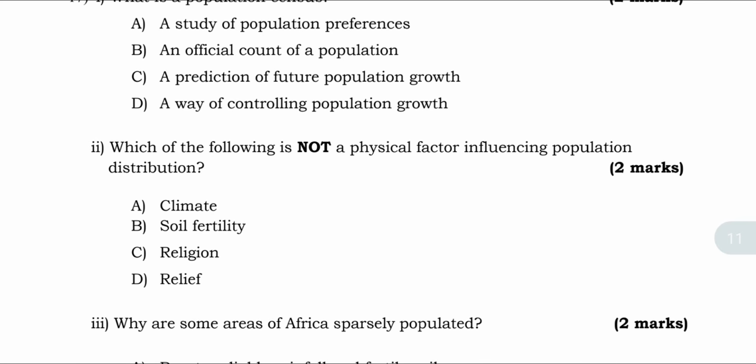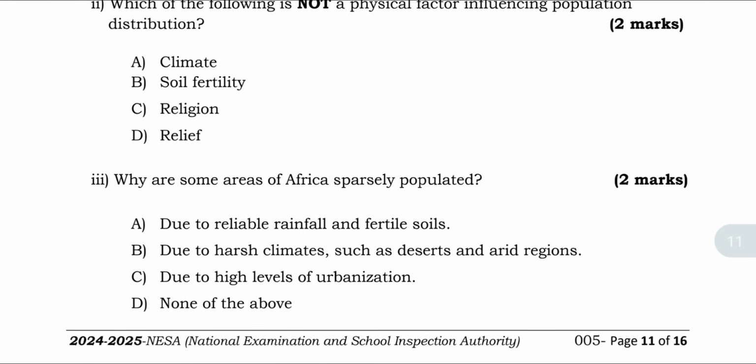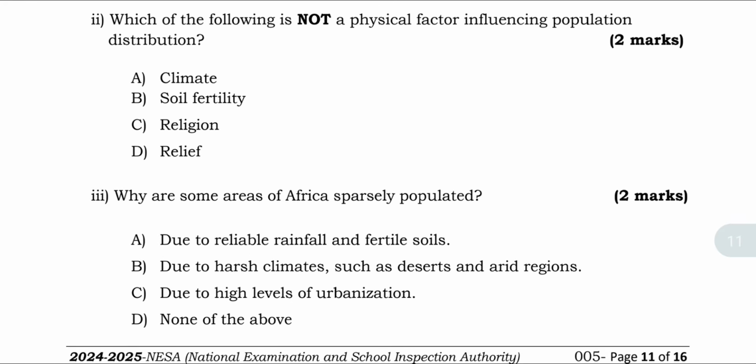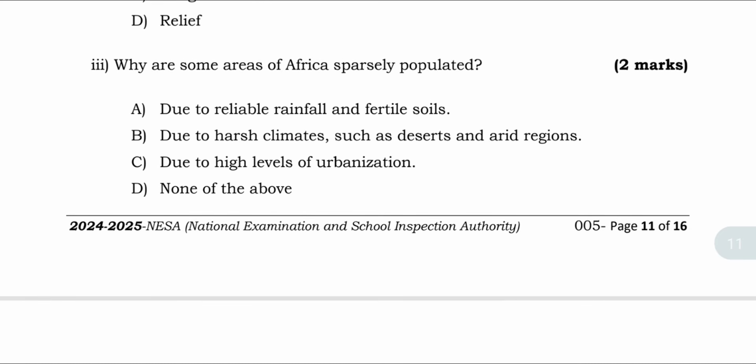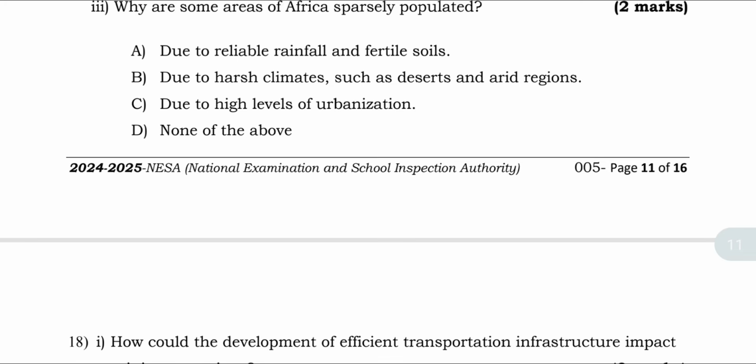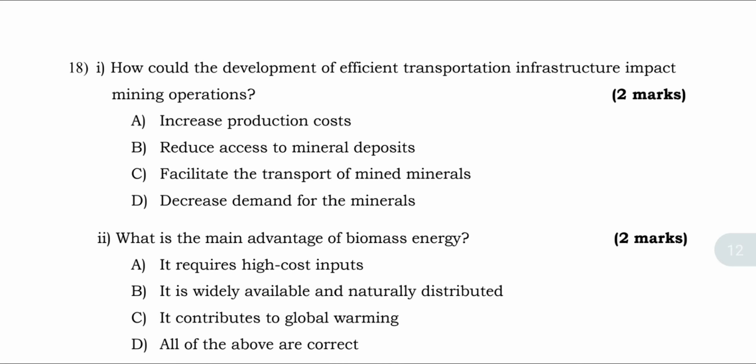Number 2, which of the following is not a physical factor influencing population distribution? A. Climate. B. Soil fertility. C. Religion. D. Relief. Roman 3. Why are some areas of Africa sparsely populated? A. Due to reliable rainfall and fertile soil. B. Due to harsh climate such as desert regions. C. Due to high level of urbanization and none of the above. Okay. Whereas 18. How could development of efficient transportation infrastructure impact mining operations?